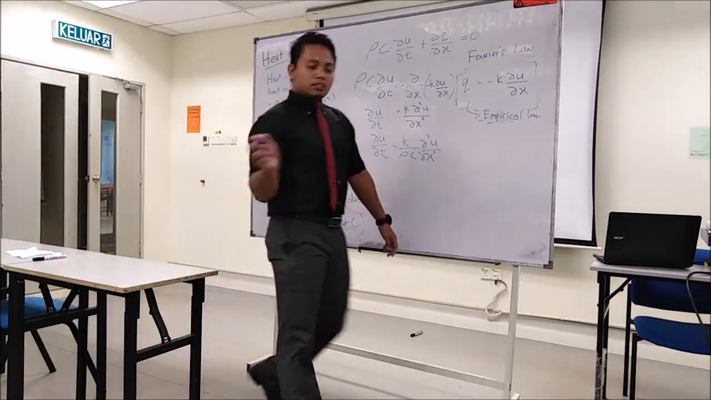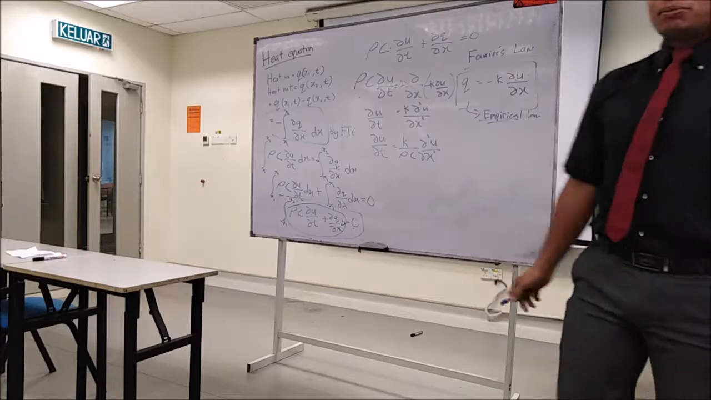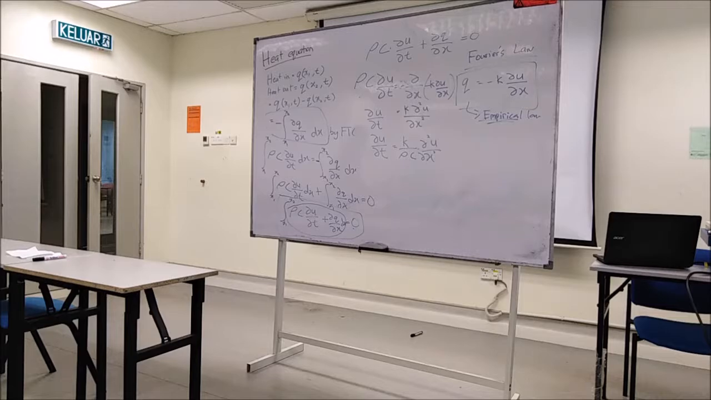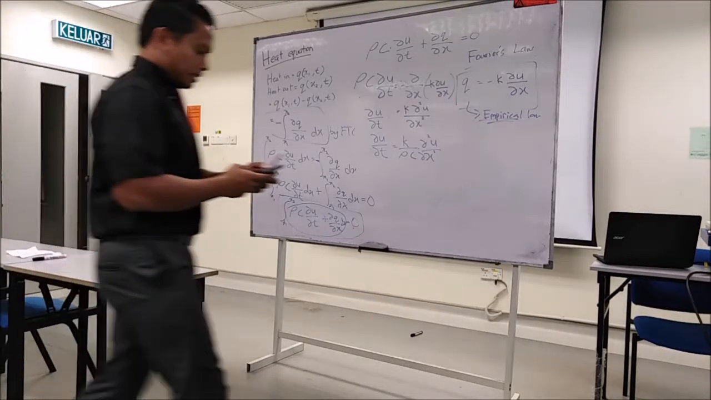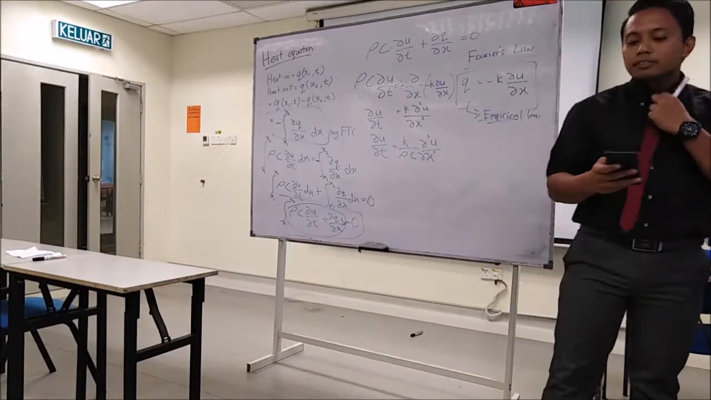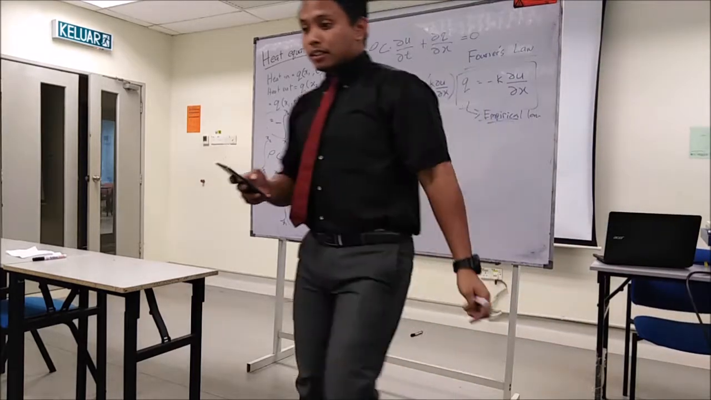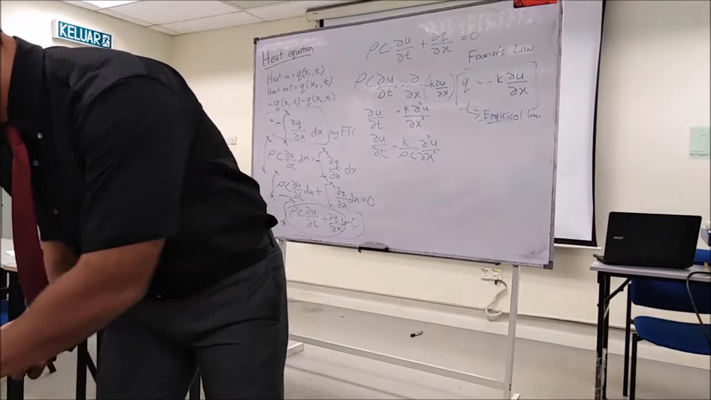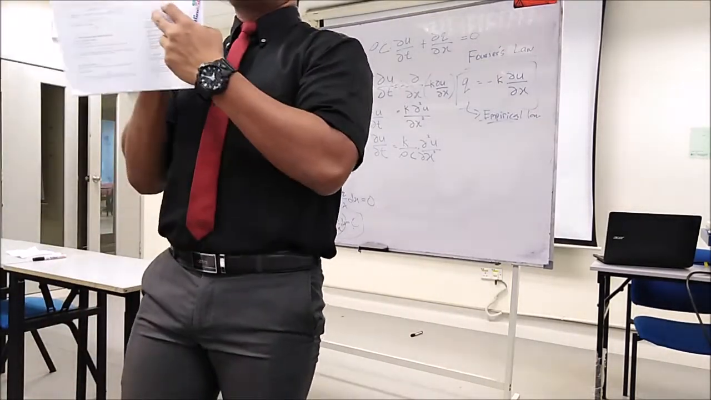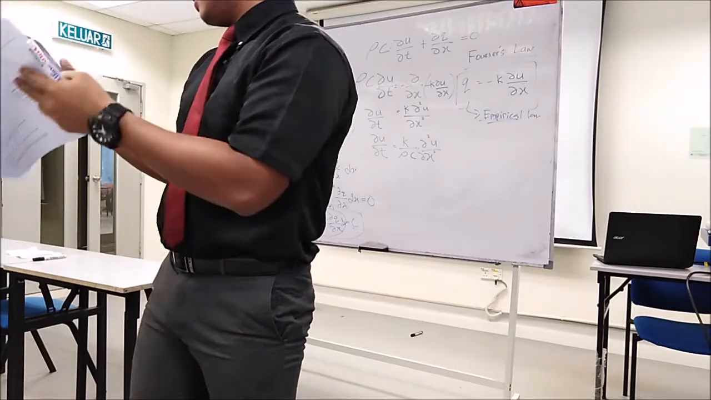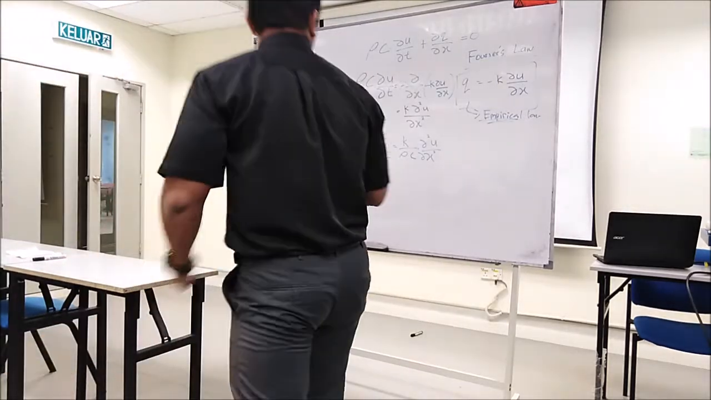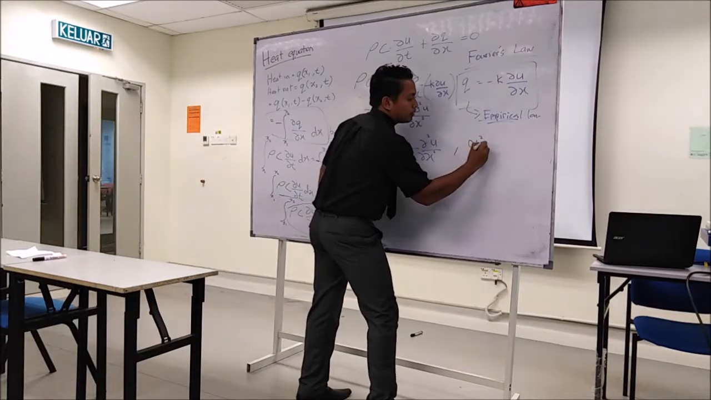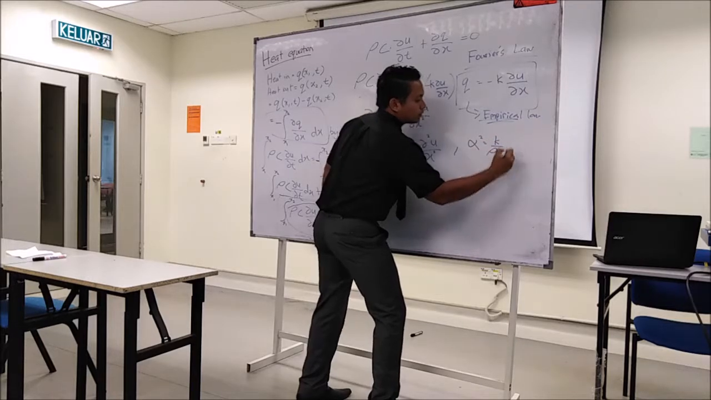Now open the new notes in the group. Refer to page 4. Now remember this, alpha squared. It states that alpha squared is equal to k over rho c.